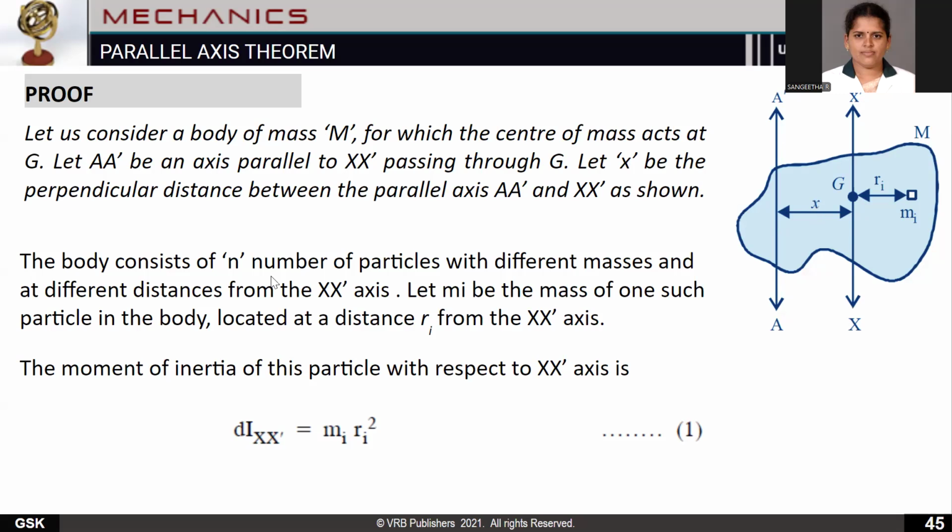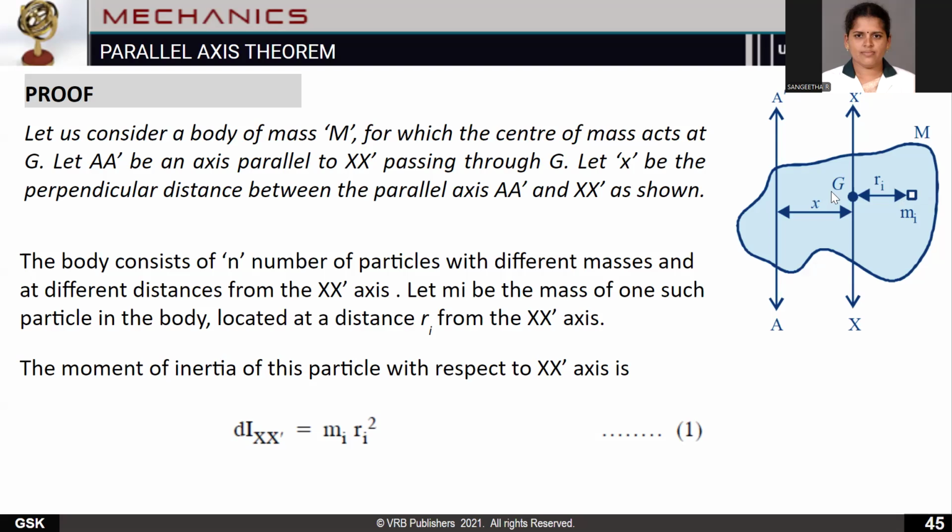And then let us consider a body that contains n number of particles. That n number of particles will have different masses, and they will be at different distances from XX dash. So let mi be the mass of one such particle. We are considering one particle. The mass of that particle is mi. It is at a distance of ri from XX dash.